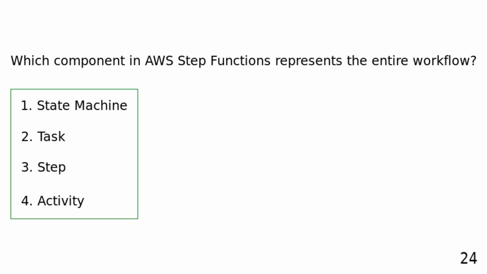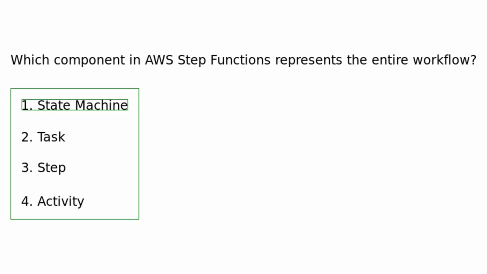Which component in AWS Step Functions represents the entire workflow? State machine. Task. Step. Activity. In AWS Step Functions, a state machine represents the entire workflow, defining all the steps, their order, and the logic that governs transitions between them.